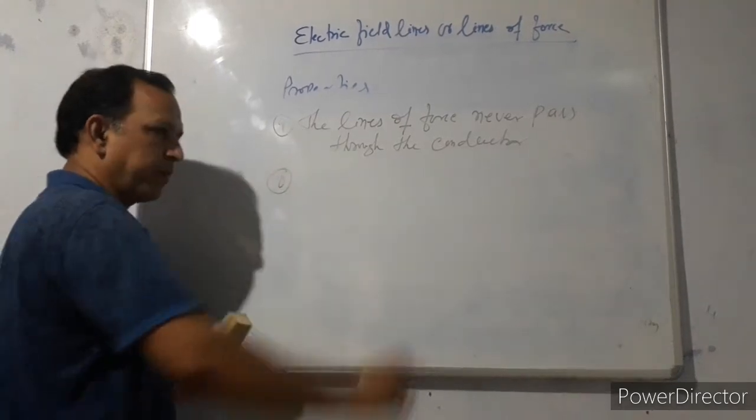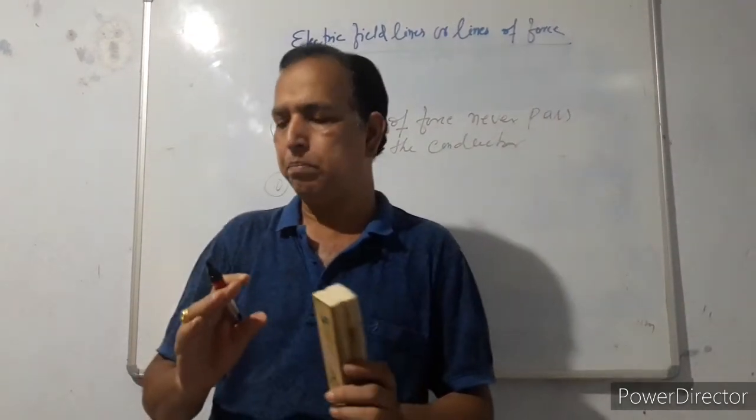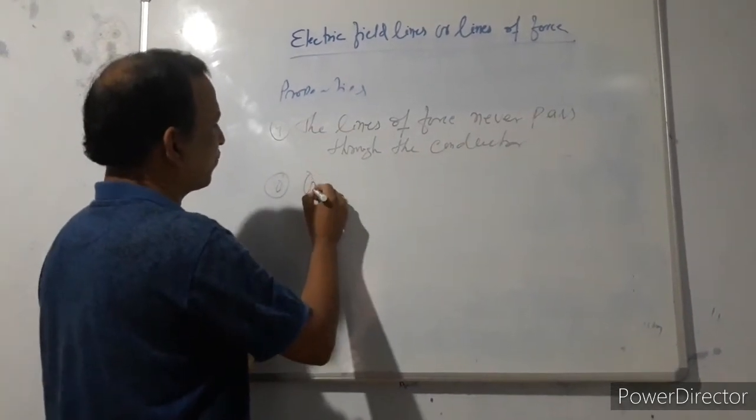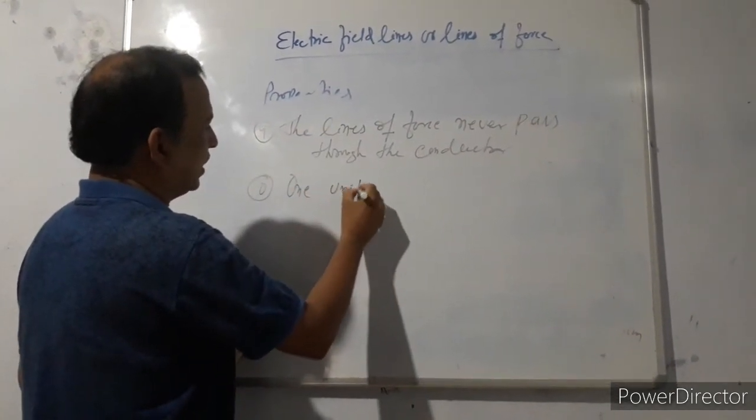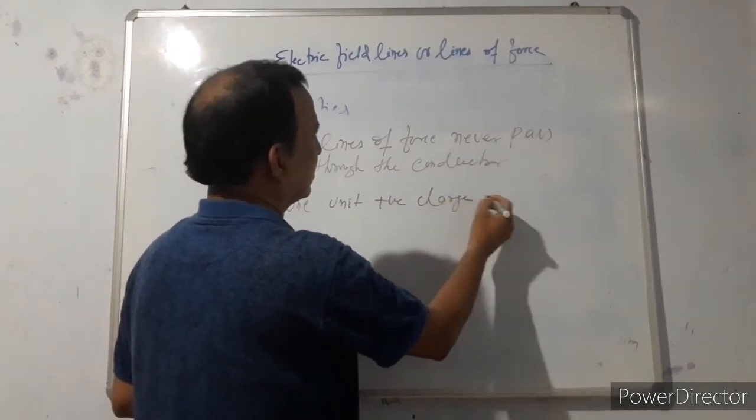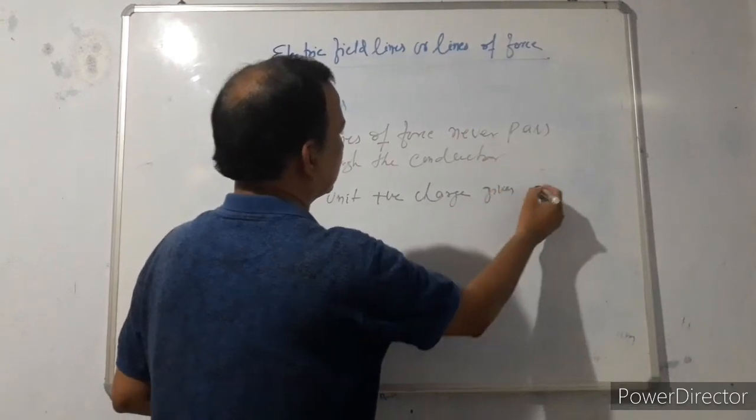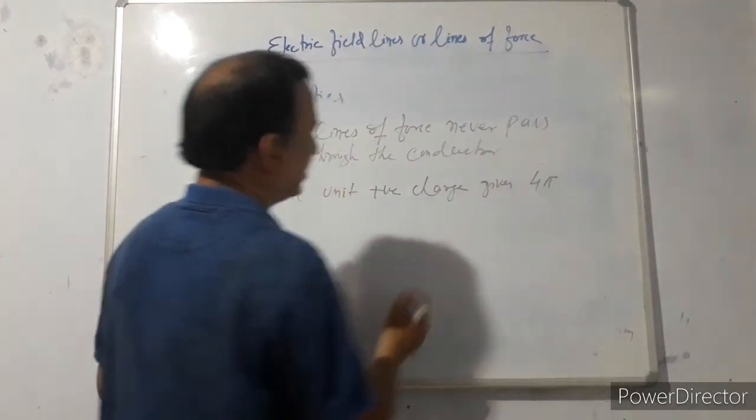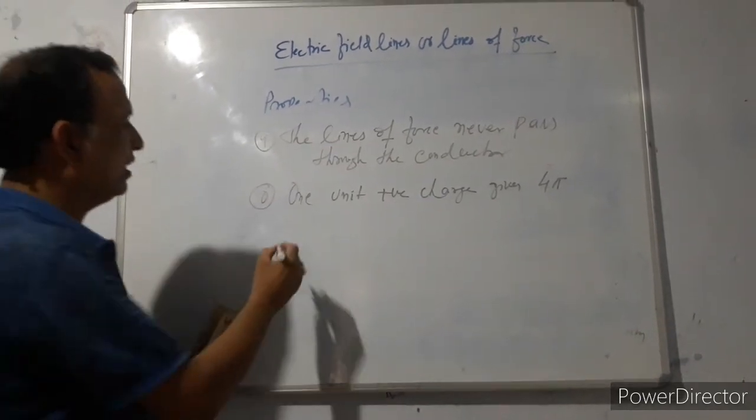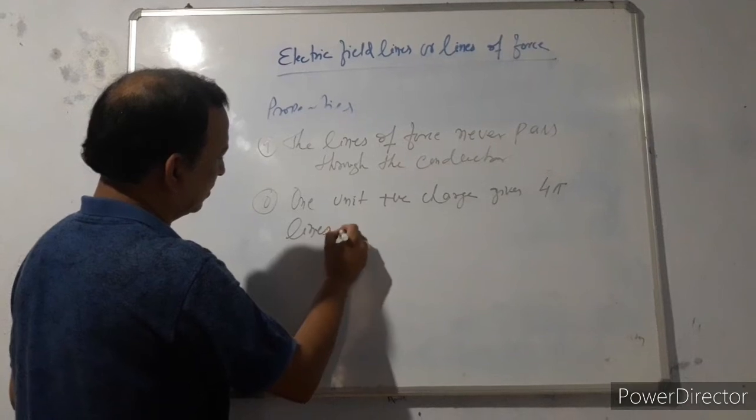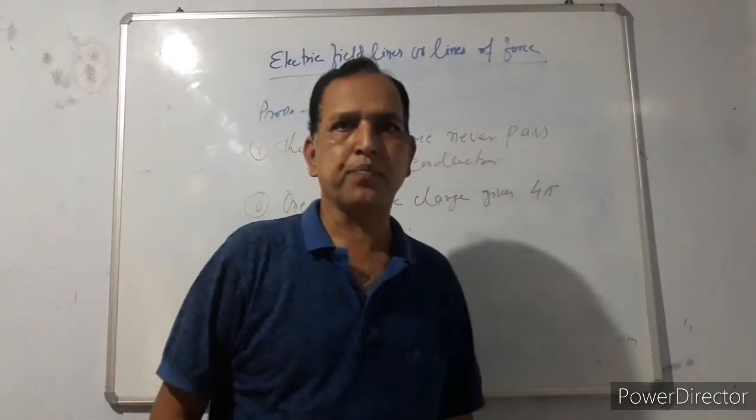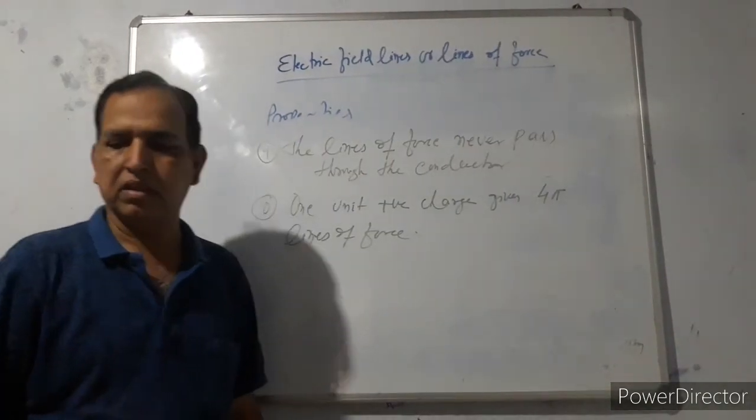Last point is that 1 unit positive charge gives 4 pi lines of force. Clear? So these are the properties.